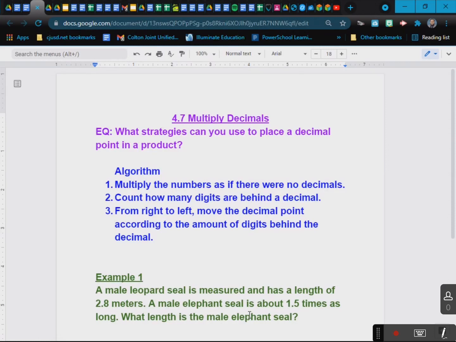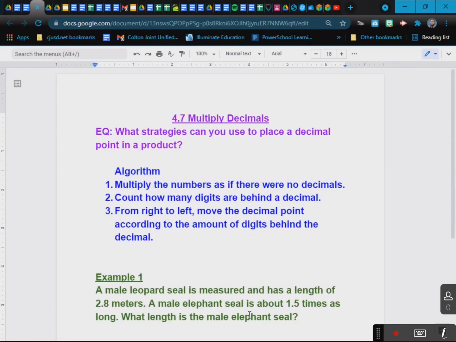So the steps are the same as before, using an algorithm. That's the only method we're going to use today. It's going to be: multiply the numbers as if there were no decimals. Then count how many digits are behind a decimal. And from right to left, move the decimal point according to the amount of digits behind the decimal. So I'll show you how to do that in the steps when we do examples 1 through 2.